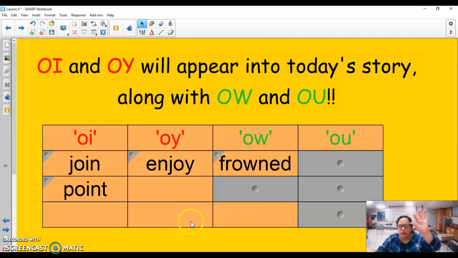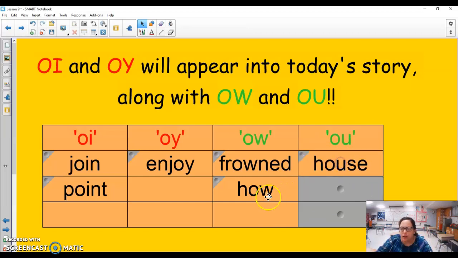Ready? Round. Frowned. And remember, this says d because the N is voiced, and so the ED is voiced. Ow. How. Okay, OU says ow. Let's tap our words.